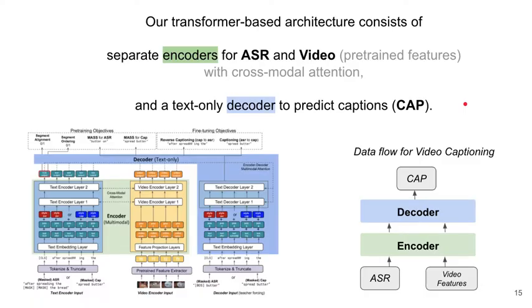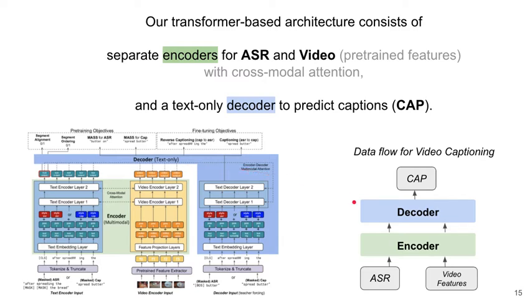Let's talk about the architecture now. So our architecture is fairly standard. It's a transformer-based architecture consisting of separate encoders for ASR and video. So we have the ASR here, the video here. They can cross-attend with cross-modal attention. And we have a text-only decoder to predict the captions. So it's represented here, and it can attend both to the text features and to the video features.